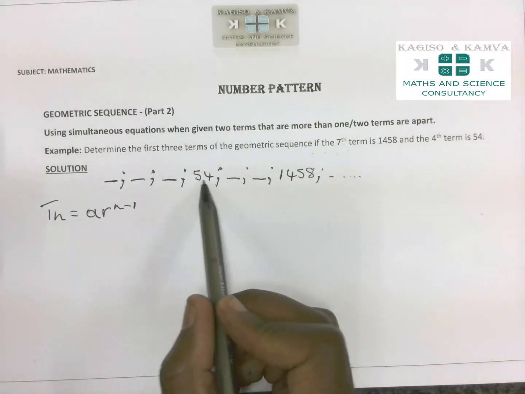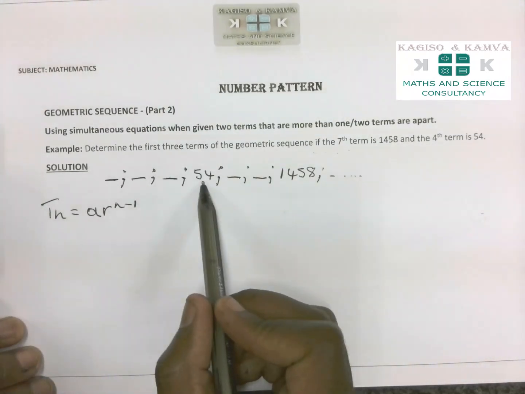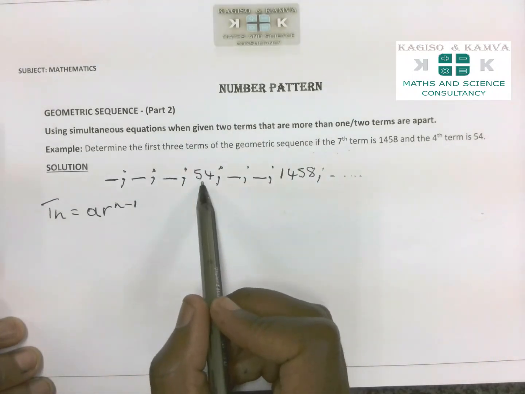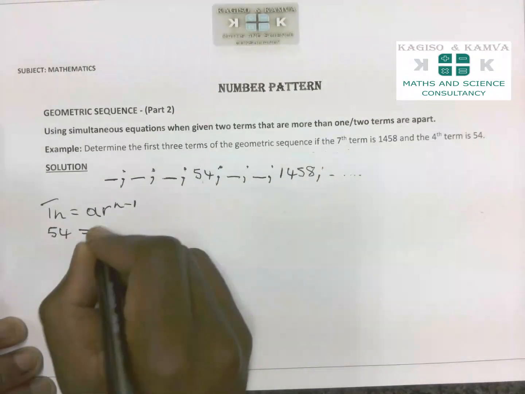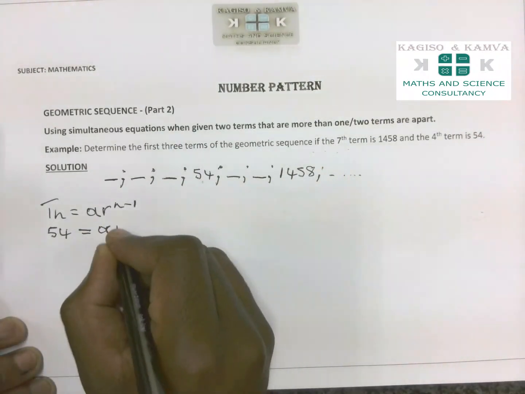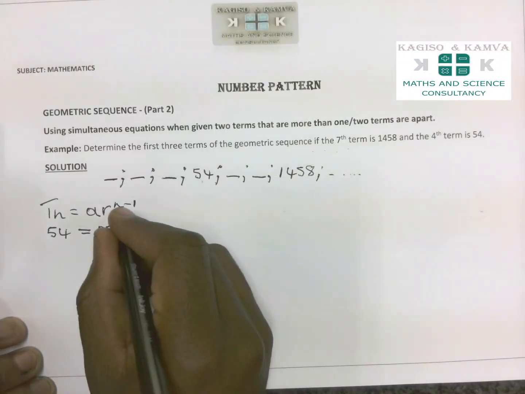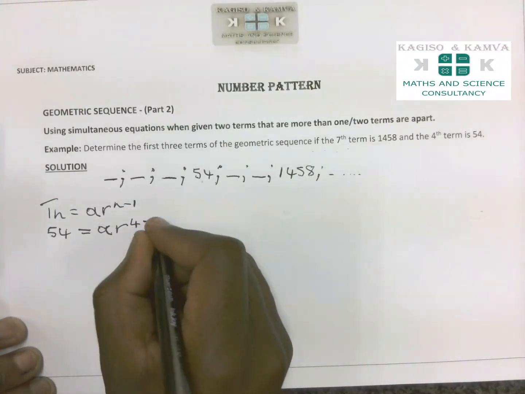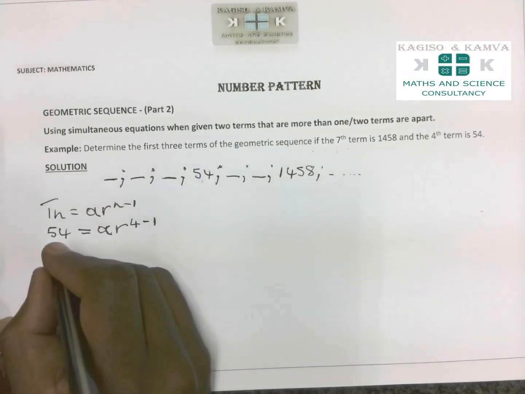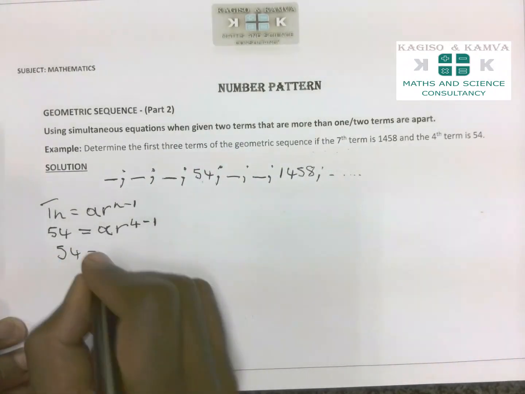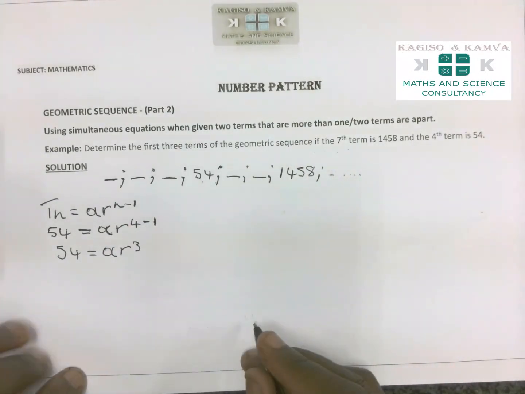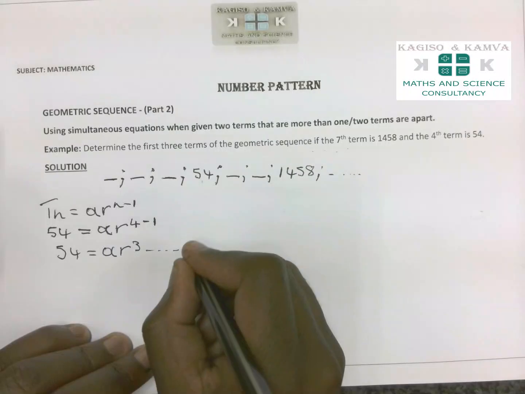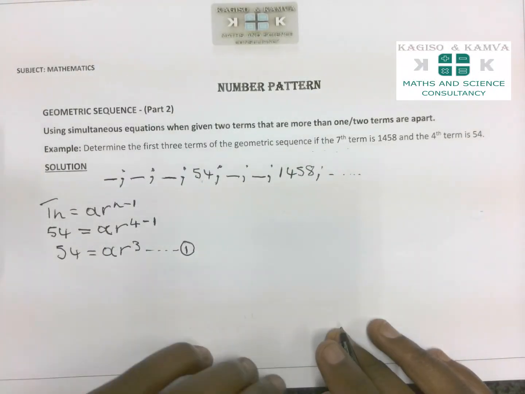What do we know in this case? We know that this is the fourth term, T4, which is equal to 54. So 54 is equal to ar to the power of n minus 1, where n is 4. 4 minus 1 is 3. So 54 is equal to ar cubed. This is our equation 1.